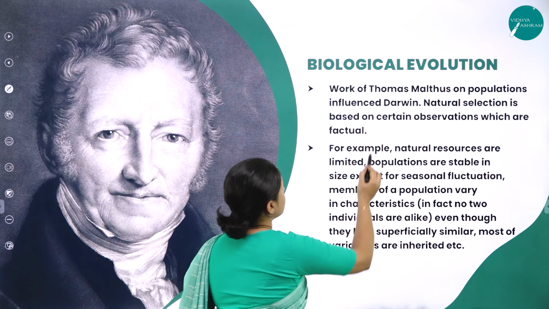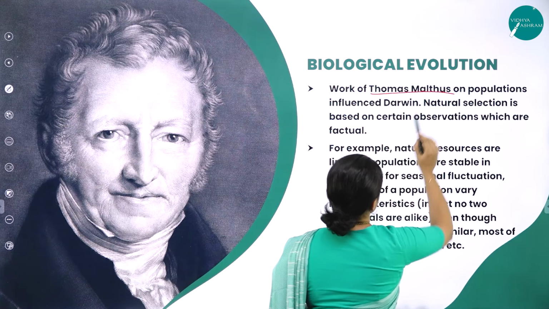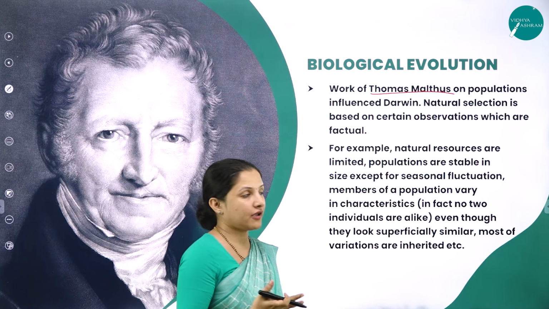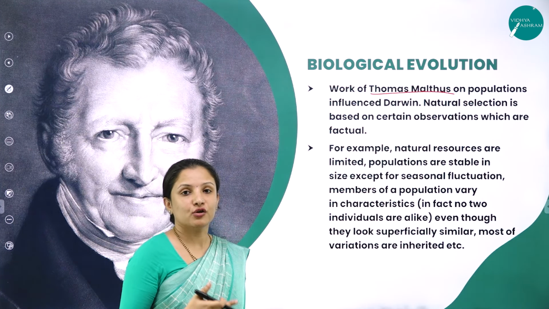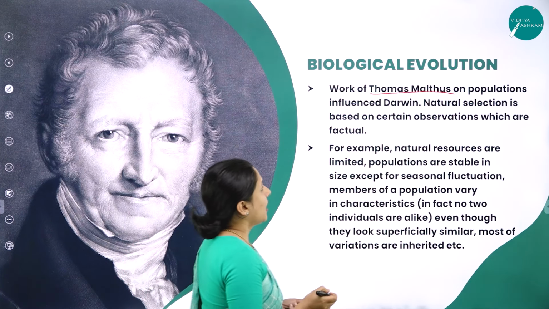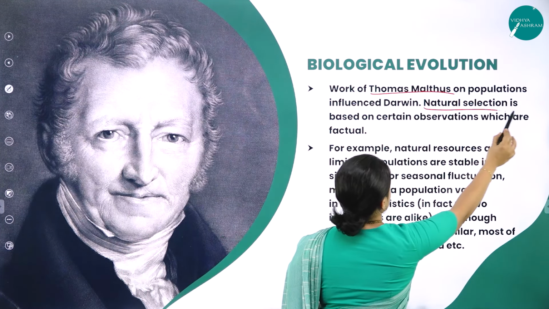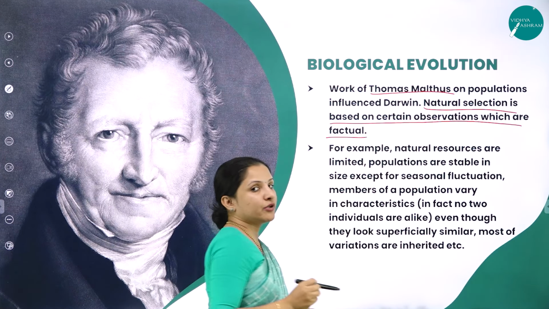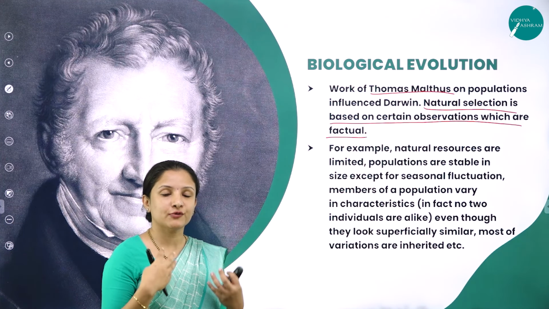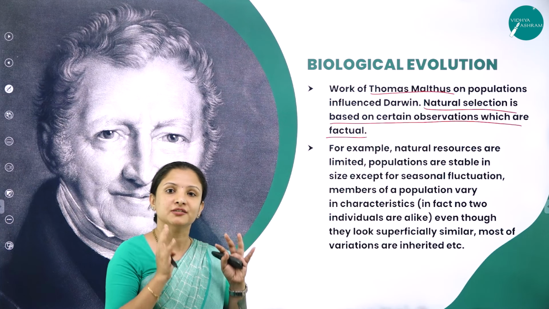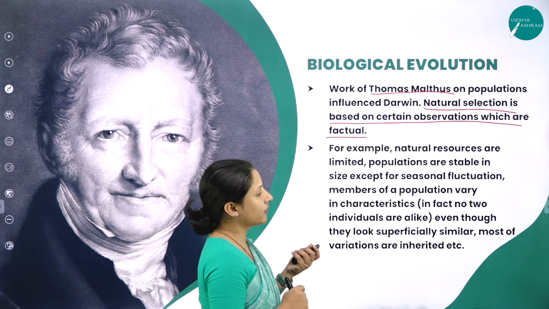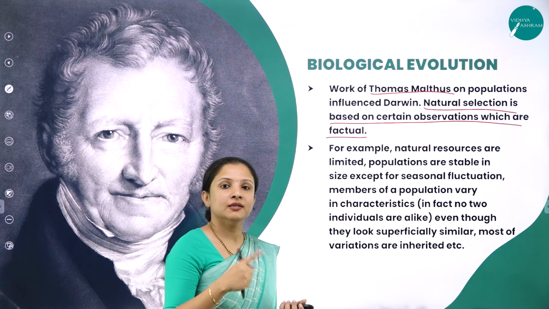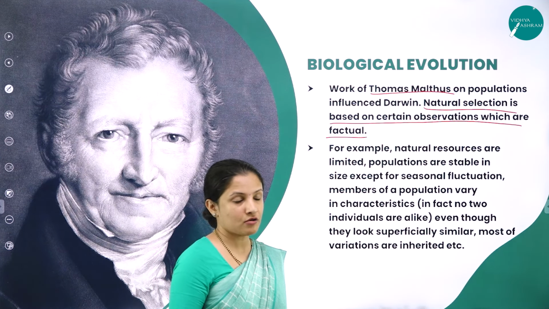So one more scientist, his name is Thomas Malthus. He worked on population based on Darwin's theory of evolution, that is Darwin's theory of natural selection. And he said that natural selection is based on certain observations which are factual, because Darwin's theory always was based on some of the facts which he saw. So that is why it is always correct, which is what Thomas Malthus also got to know during his course of work towards the theory of evolution.